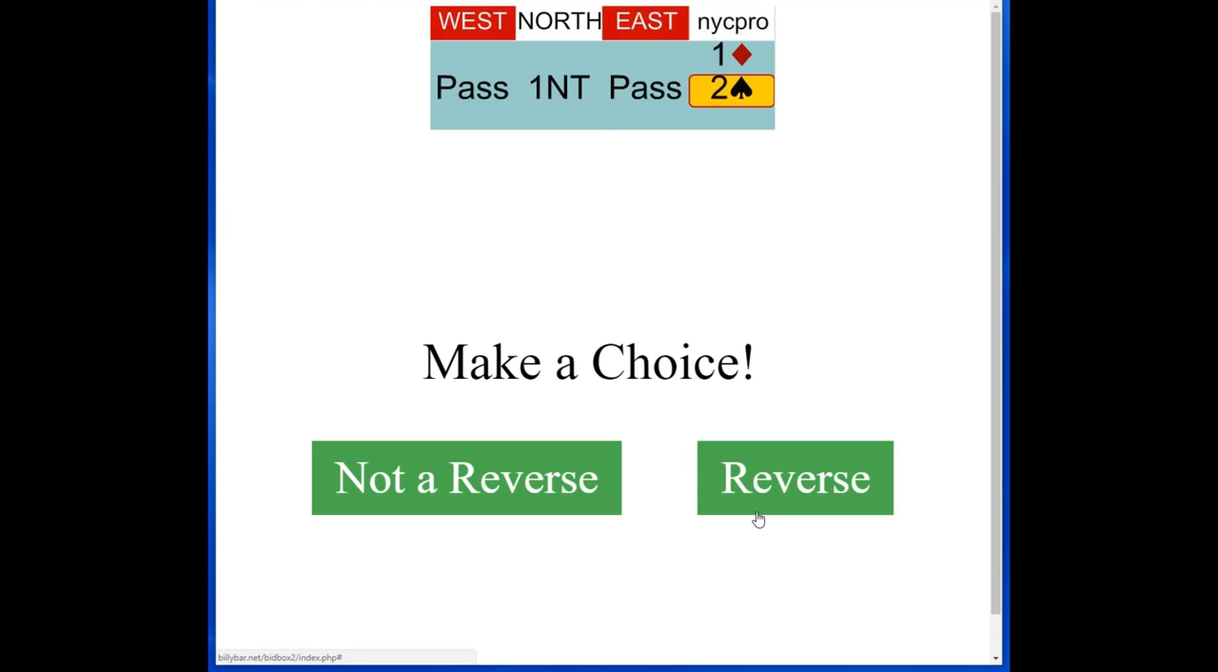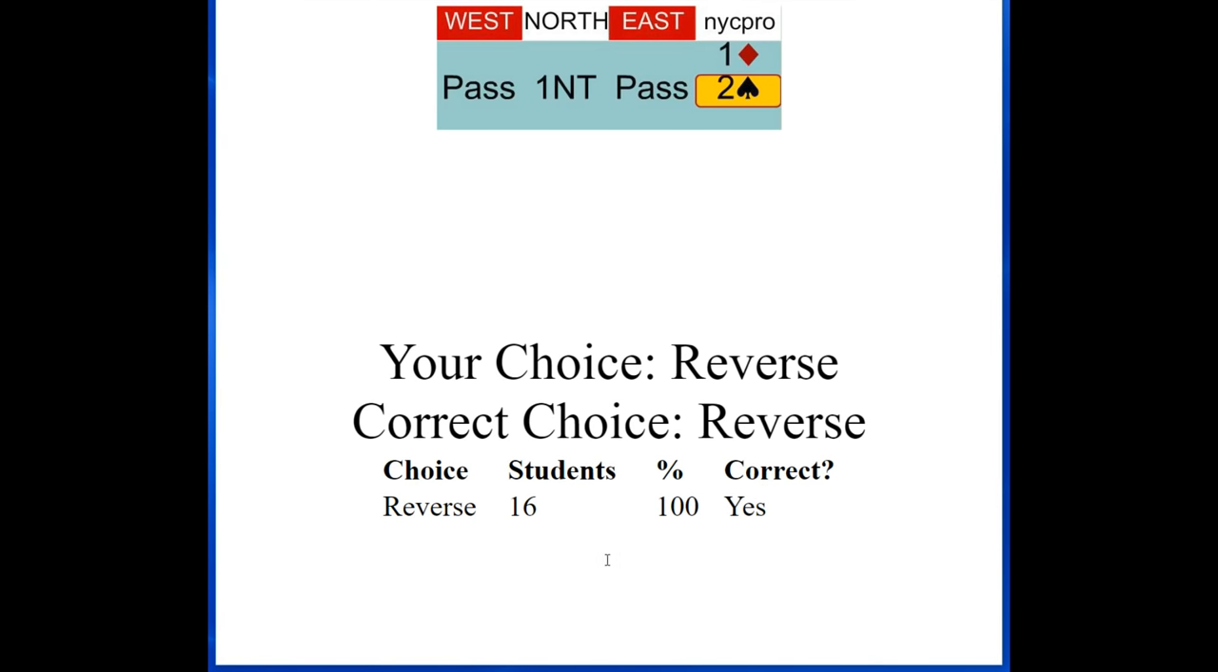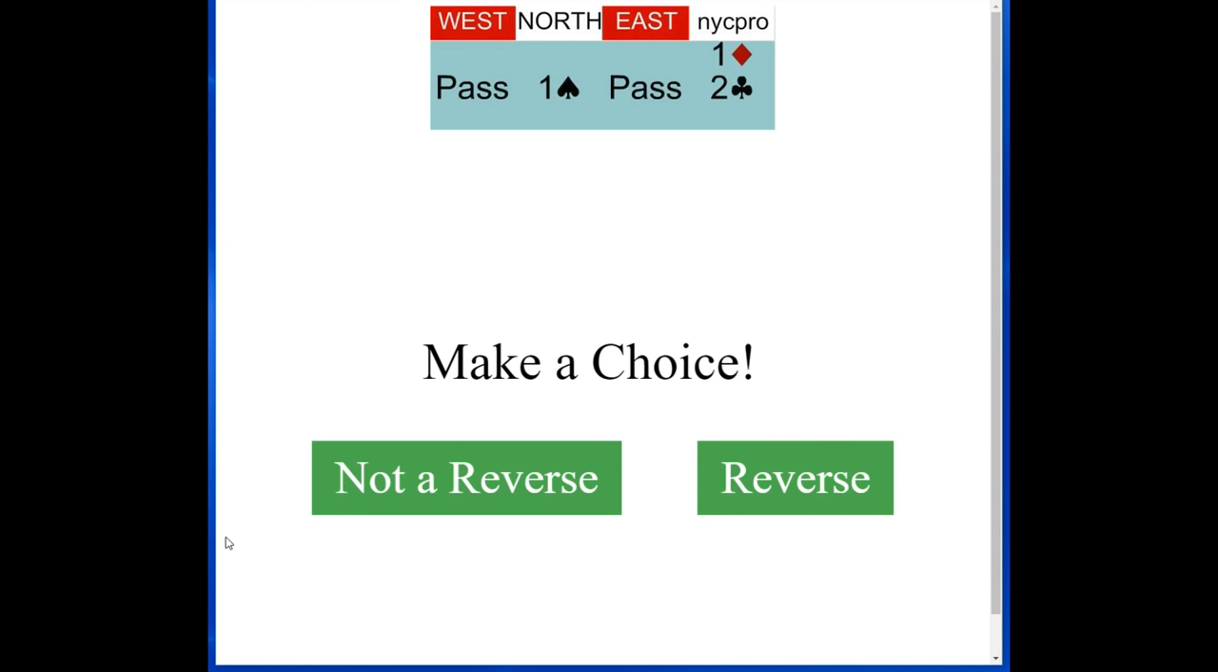And yeah, good job everybody, 100% on this. This is definitely a reverse. We opened one diamond, partner bid one no trump, and we bid two spades. We forced it above the two level of our original suit. Boom, it's a reverse. All right, and one more, guys.